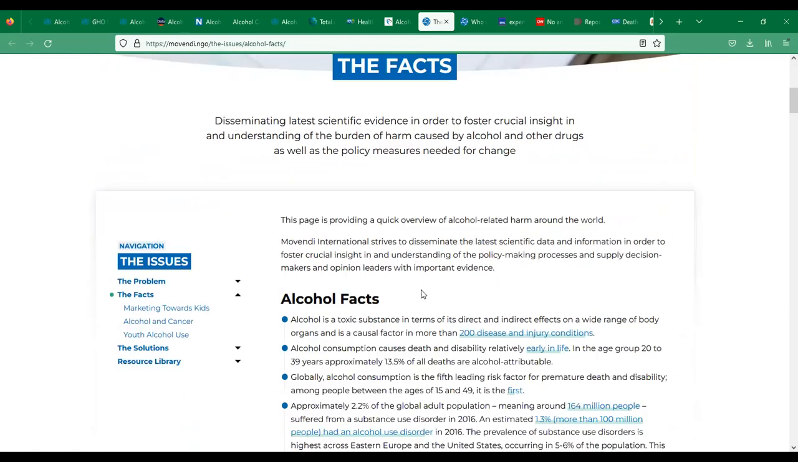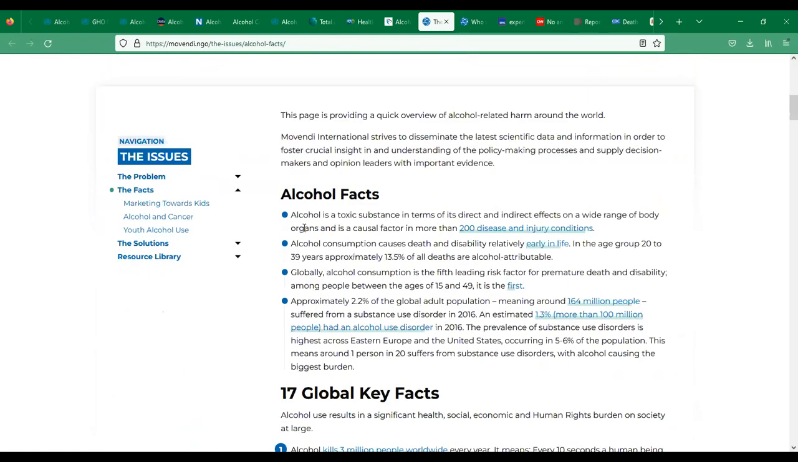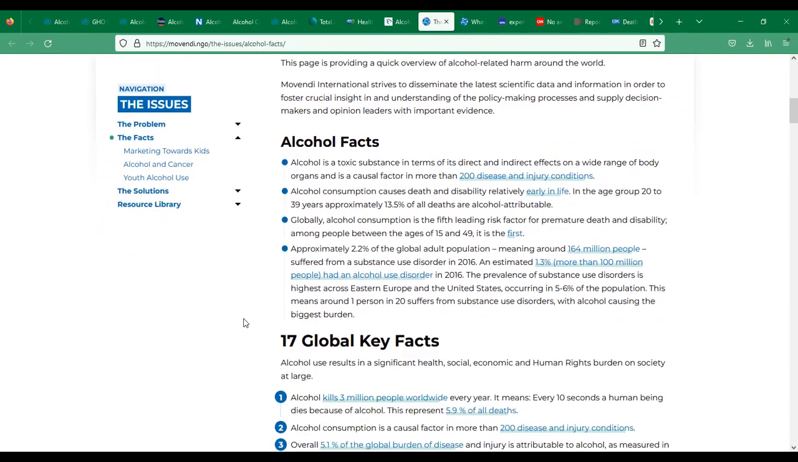Disseminating alcohol facts: alcohol is a toxic substance in terms of its direct and indirect effects on a wide range of body organs, and is a causal factor for more than 200 disease and injury conditions. We've been through that before. Alcohol consumption causes death and disability relatively early in life. We've been through that before. What else?